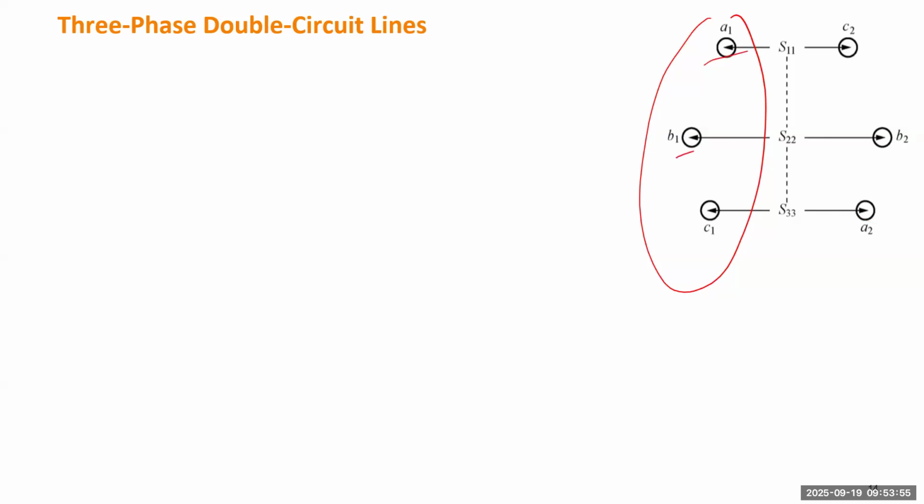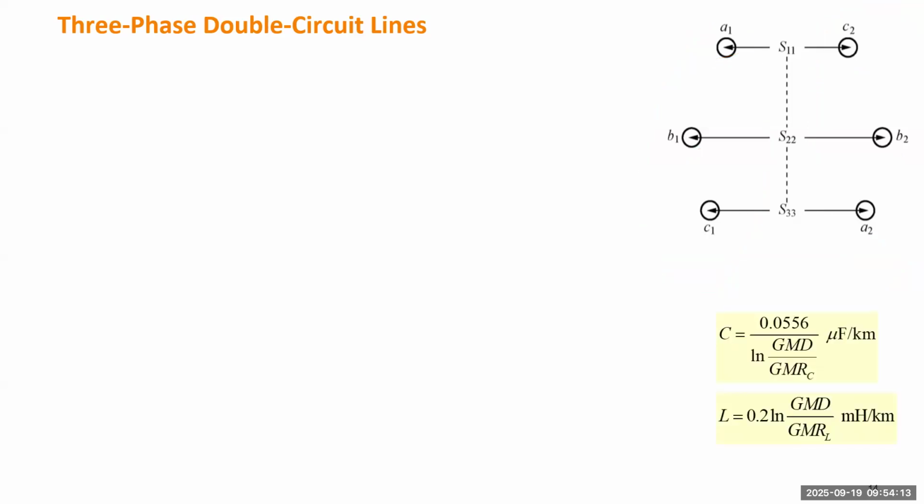So this is A, B, and C. And for the second transmission line, A is here. And this is B, that is C, because of the transposition of the line. So this means we need to define, in order to calculate the capacitance and the inductance, how to calculate the GMD and GMR.